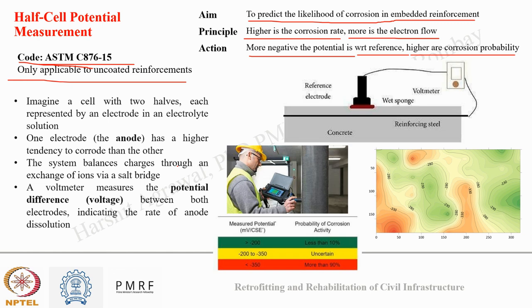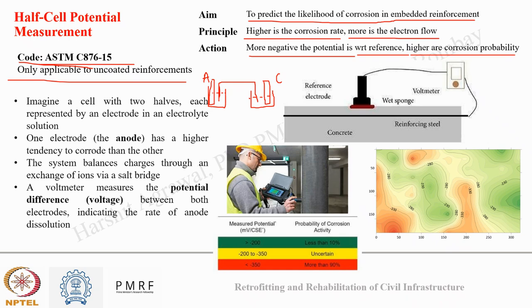Okay, so what is the science behind this testing? We can imagine two half cells. We may have seen this diagram earlier also, in some different cases. Suppose there are two half cells, and there is electrolyte solution in both half cells, and these two half cells are connected by a salt bridge. Now one electrode is the anode, which has a higher tendency to corrode, and the other one is the cathode, which has a lower tendency to corrode.